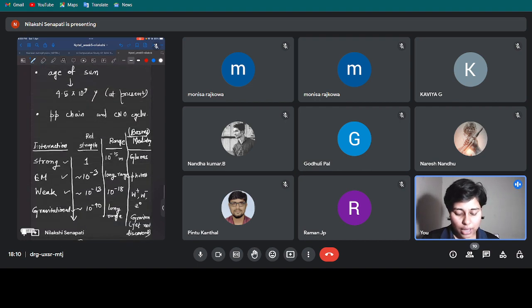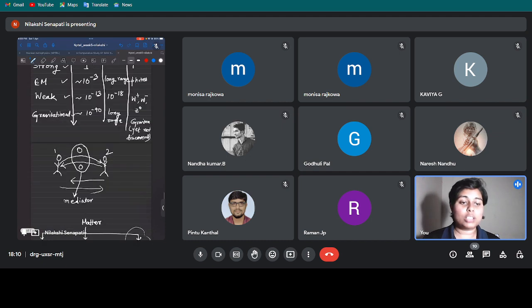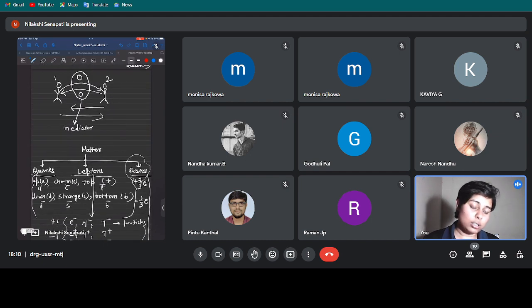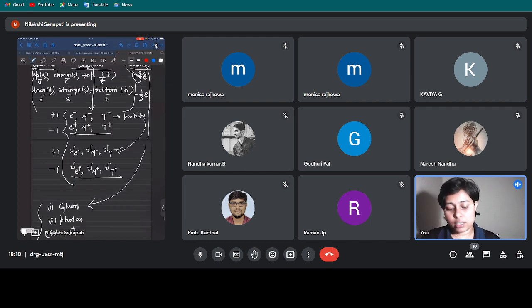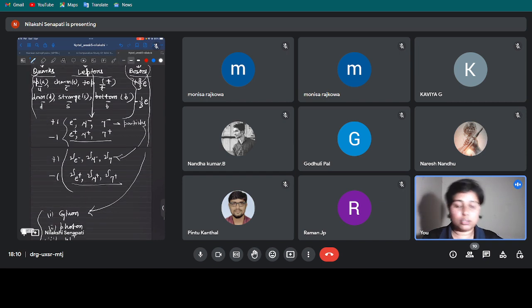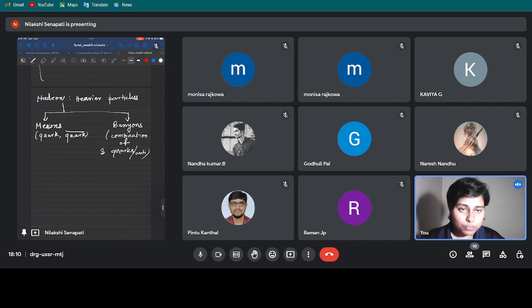Then I went to the interactions: what are the main four interactions, what are the mediators, what are the fundamental particles, what the matter is made up of, what are the categories of those, and what are the total number of particles at this moment. So you have an idea of the particles also.